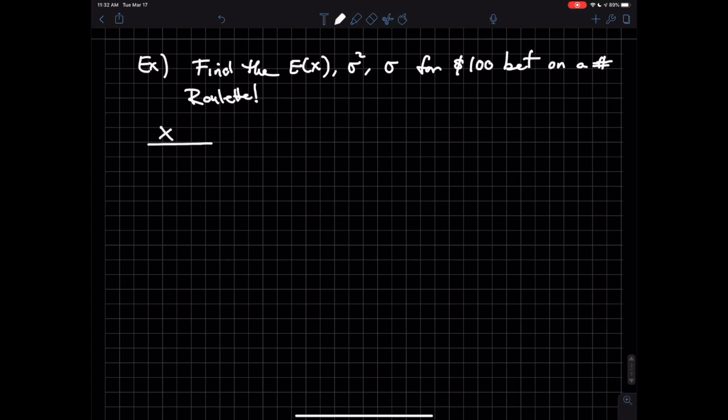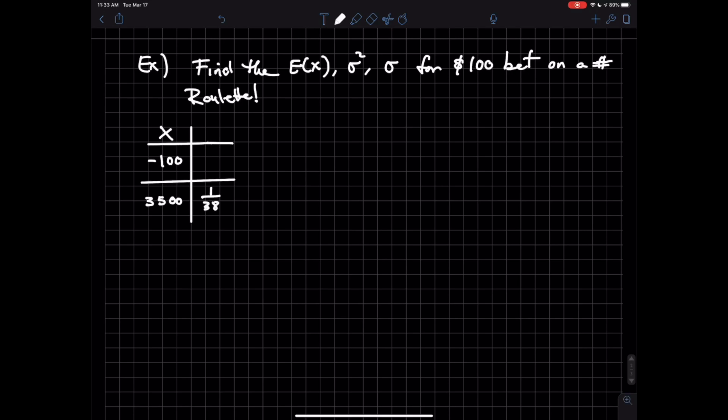So I write my random variable, and I write my outcomes. My outcomes are I lose, which means I've lost my initial $100 bet, or I win, and recall the payoff is 36 times. So I win 3,600, but $100 of it was mine. So the net winning will be $3,500. The probability that you will win is, well, you're betting on 1 out of 38 numbers. So the probability that you win $3,500 is 1 out of 38.